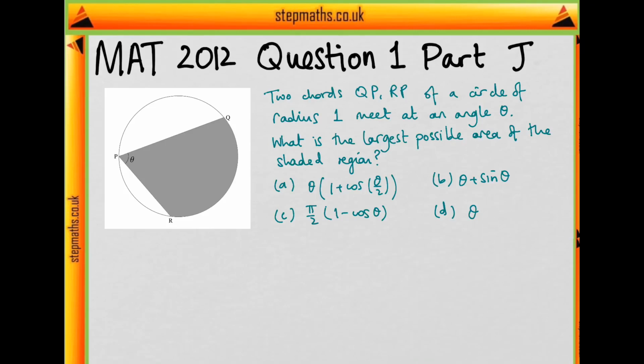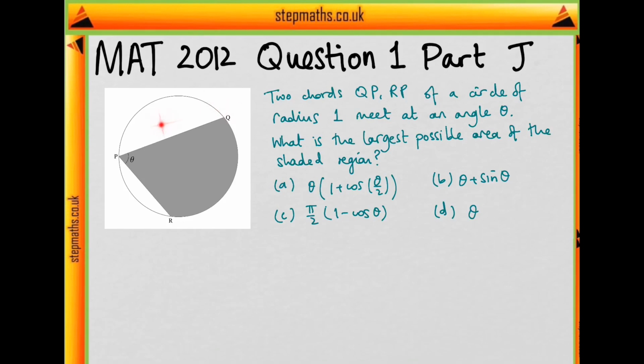Hello, in this video I'm going to go through part J of question 1 on the 2012 math paper. In this question, they've given us a circle of radius 1, and we've got two chords, PQ and PR, and they meet at a point P at an angle of theta. And they want to know what is the largest possible area of this shaded region here.